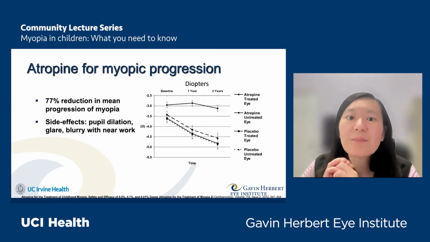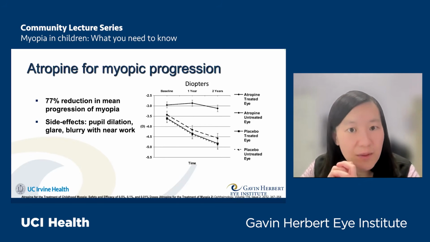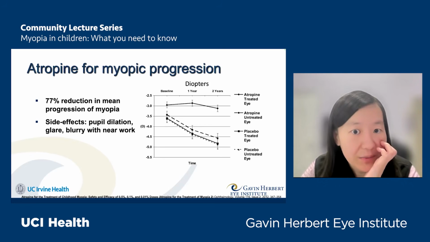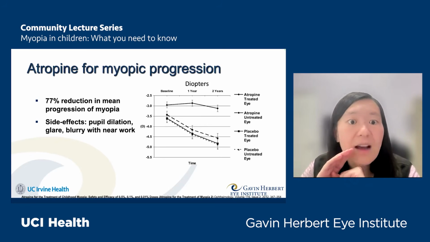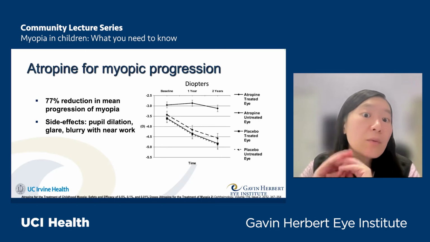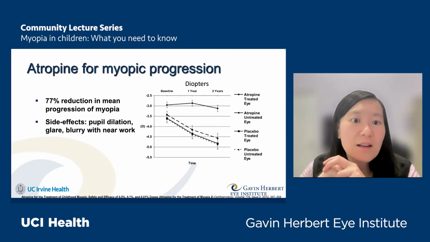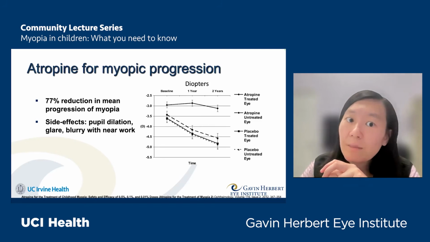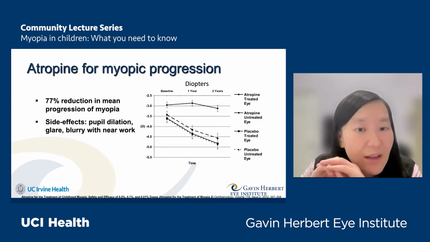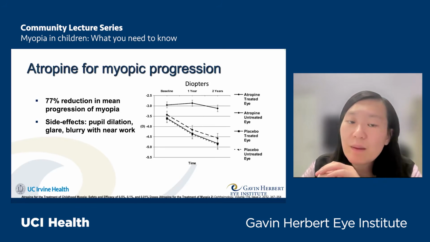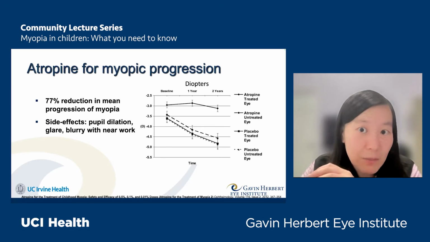And as you can see, the untreated eye in the atropine group, the treated eye in the placebo group, and the untreated eye in the placebo group all had progression. But in the atropine-treated eye, you can see that there's actually an improvement of the myopia by year 1. And yes, there's still progression in year 2, but it's significantly less than if the patient had untreated or had the placebo eye drop.